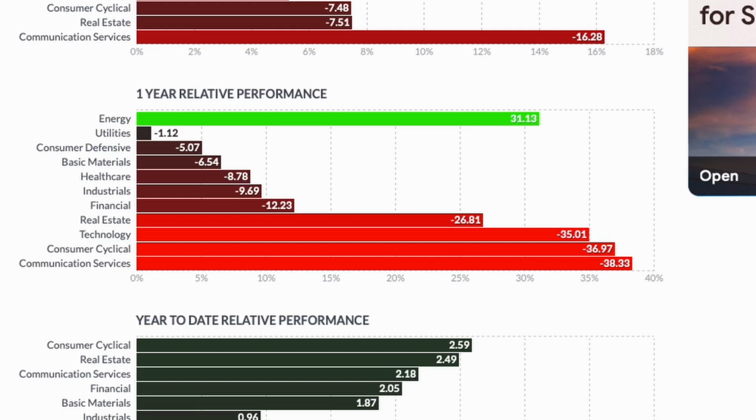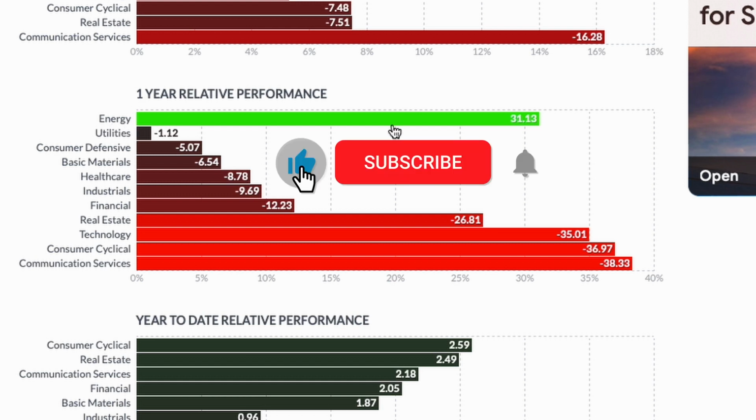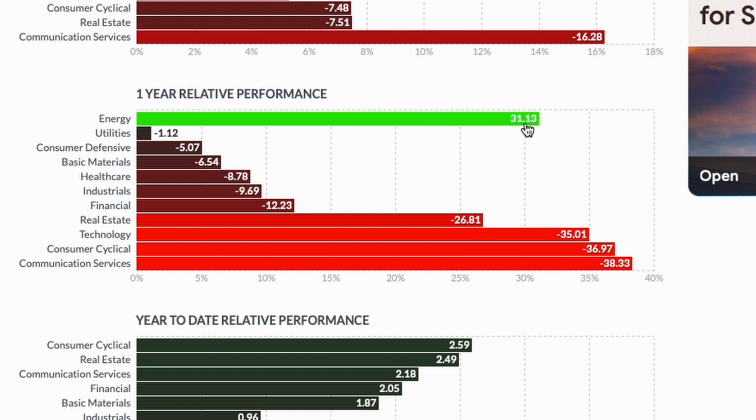Also, if we look at the group over 1 year relative performance, we can see that the energy sector in the US was the only positive sector over a 1 year period, as it returned about 31%, and communication services was the sector that was most beaten, as it returned a negative 38% there.